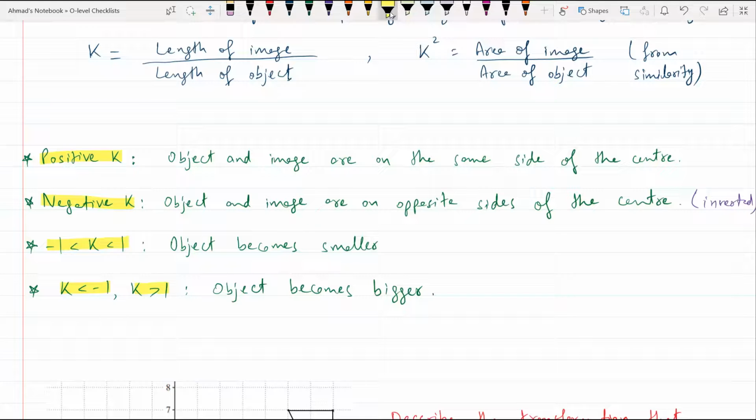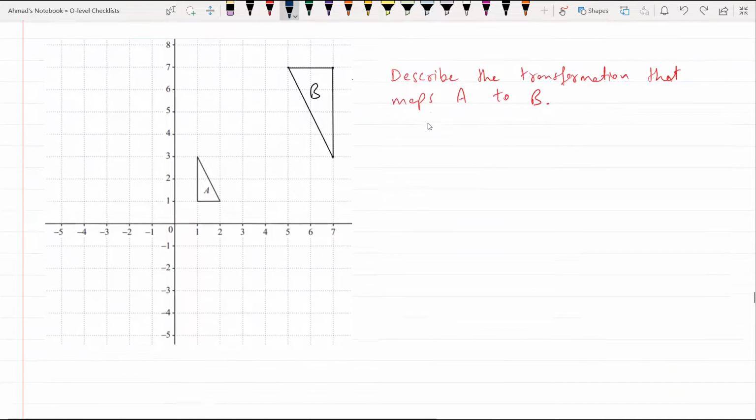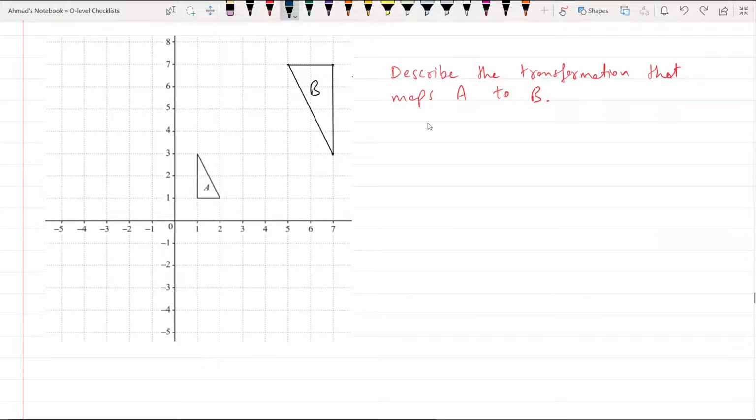ओके, इसमें सिमिलर फिगर्स वाले फॉर्मूलाज भी आपके अप्लाई होंगे. यूजिंग सिमिलर फिगर्स आपको ये भी पता होना चाहिए कि एरिया ऑफ इमेज और एरिया ऑफ ऑब्जेक्ट की जो रेशियो होती है, दैट इज गोइंग टू बी स्क्वायर ऑफ K, यानी K स्क्वायर, बिकॉज़ K इज द रेशियो ऑफ द लेंथ, उसका स्क्वायर यहाँ पर आएगा. ठीक है?